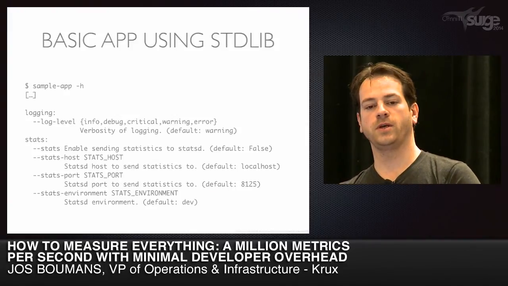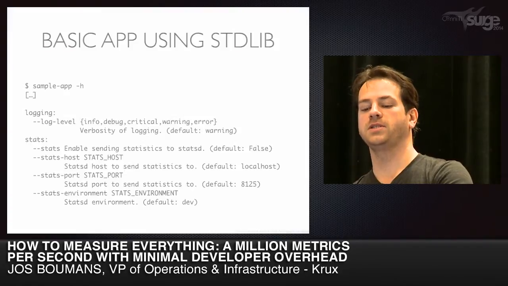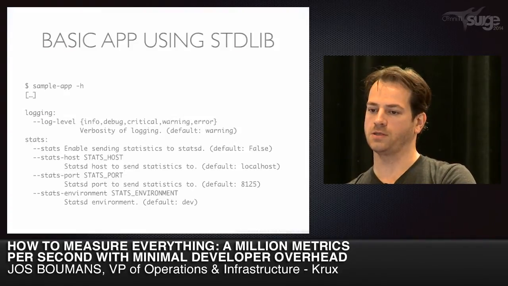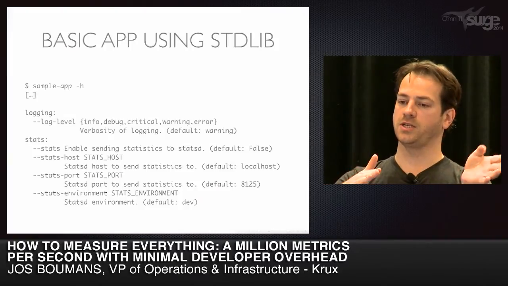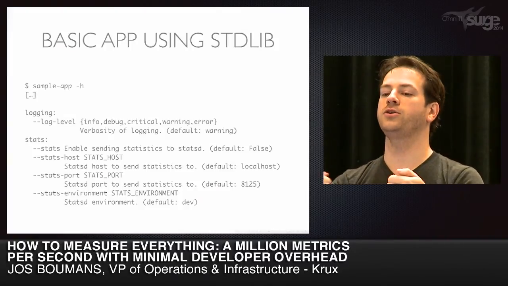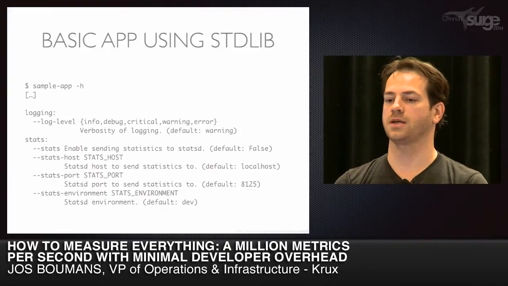The log levels, which we always set to warning in production, and we set to either info or debug on staging environments. That's part of our configuration management system. It just knows, what is my log level? If I'm on staging, it's this. In production, it's that. And I know your app takes that argument because it's built on the standard library.